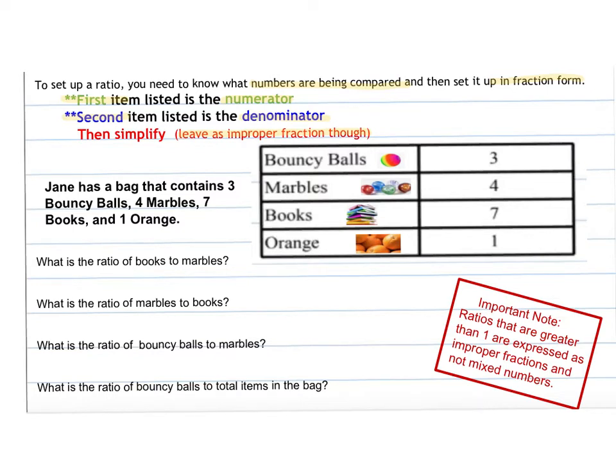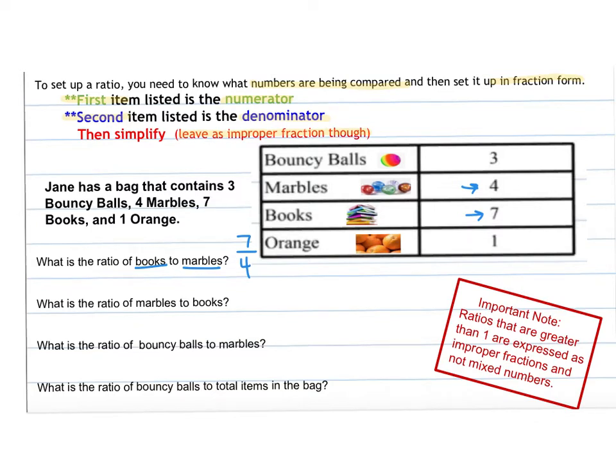So Jane has a bag that contains 3 bouncy balls, 4 marbles, 7 books, and 1 orange. That's what it's showing over in this table. Right? What is the ratio of books to marbles? So the first item that comes up is books. If I look at my table here, there are 7 books. Again, since that's the first, that is our numerator. To marbles. Marbles, it's showing us there are 4 marbles. So that's our denominator because it's the second item. So as a ratio, as a fraction, it would be 7 to 4. Again, keep it as an improper fraction in simplest form, so I don't have to do anything else with it.